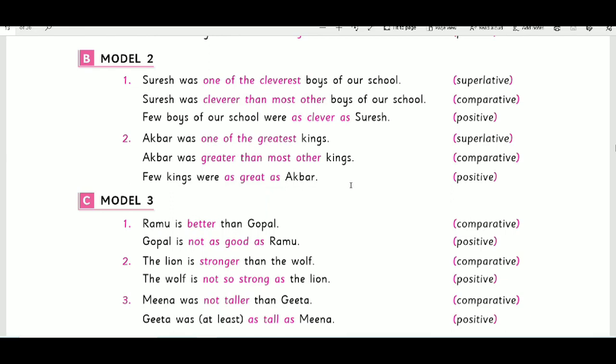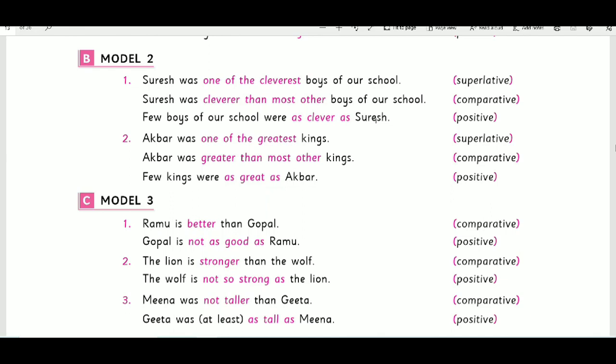So here it is using superlative in the sentence, type of one of the cleverest. Okay. Suresh was one of the cleverest boys of our school. Okay, there are many other boys also clever as Suresh. So how can I change it into comparative? Suresh was cleverer than most other boys of our school. Cleverer than most other. That means there are few boys who are as clever as Suresh. Okay, few boys of the class were as clever as Suresh. Positive. So the meaning is not being changed. I have changed the degrees.